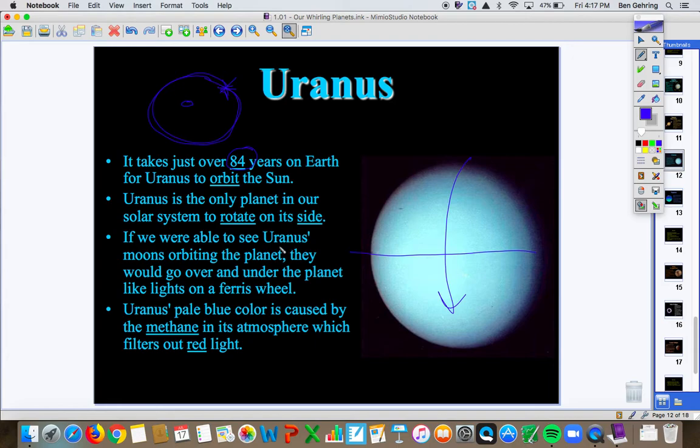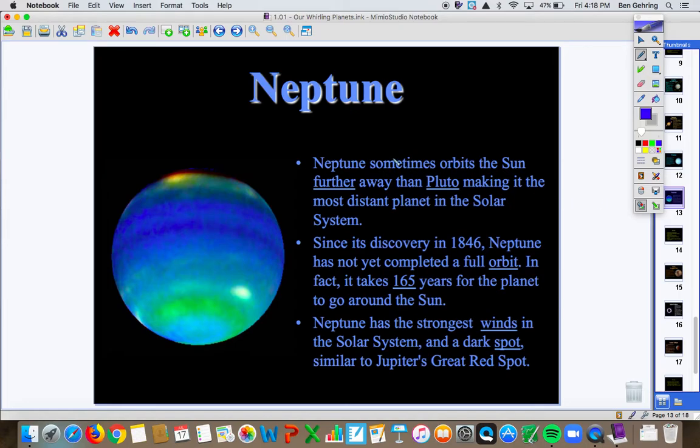And if we could see the moons, they would also go this way, which is pretty nuts to think about. So think of spinning a ball that's got water on it, and the water drops flying around would be like the moons. And then the last thing, this pale blue color is caused by methane, which is dominant in the atmosphere for Uranus. All right, our last planet is Neptune.